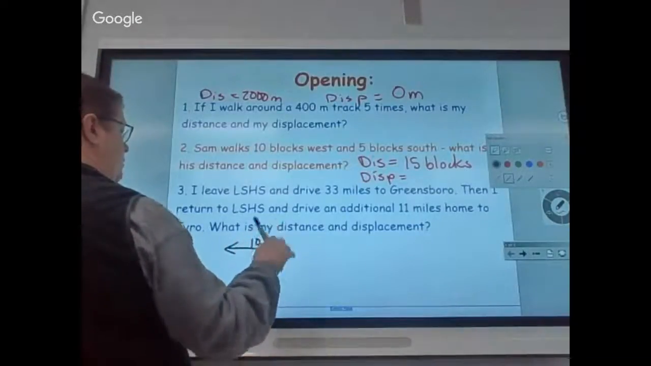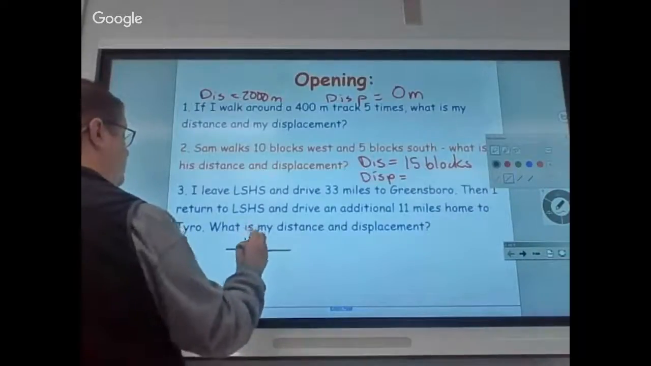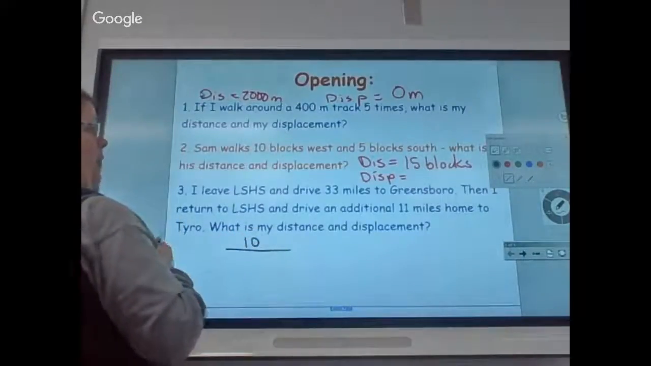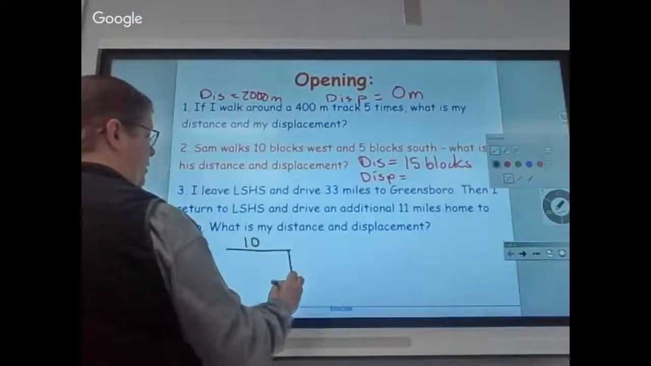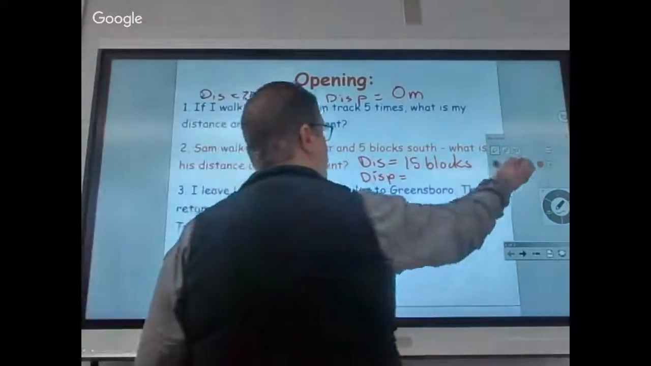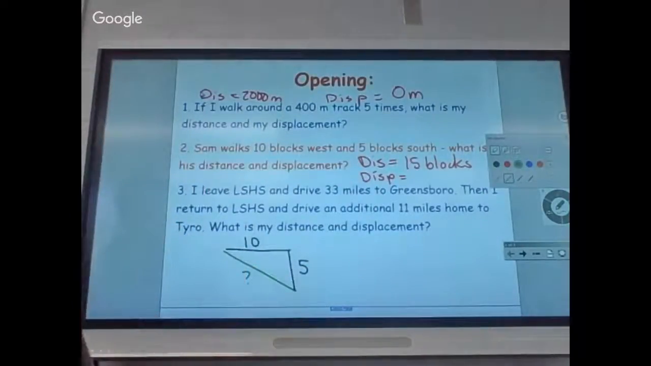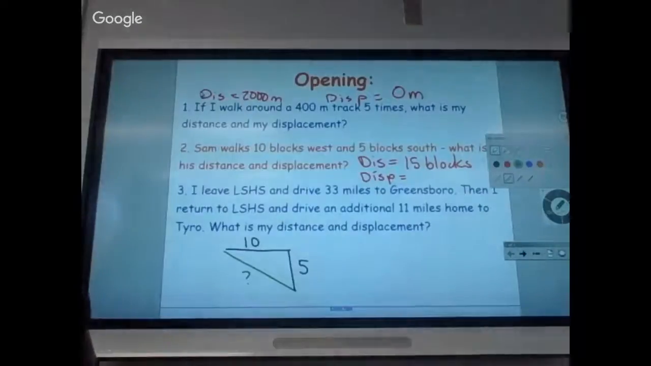All right. I got to get this fixed. 10 blocks that way. And then I go 5 blocks south. Now, when you do that, you get a right angle. So using your Pythagorean theorem, we're solving for there. Is everybody okay with that? Nigel, you see how we did that?